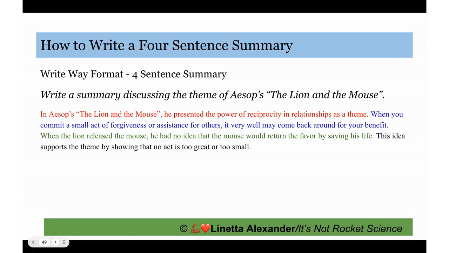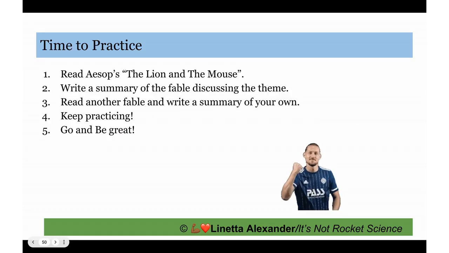Also, I want you to understand that if you take the practice of writing a summary one sentence at a time, and then put it all together, it'll help you very much with your process. And maybe it won't seem such a difficult thing to do. All right. Now, I'm handing it off to you. It's your time to practice.